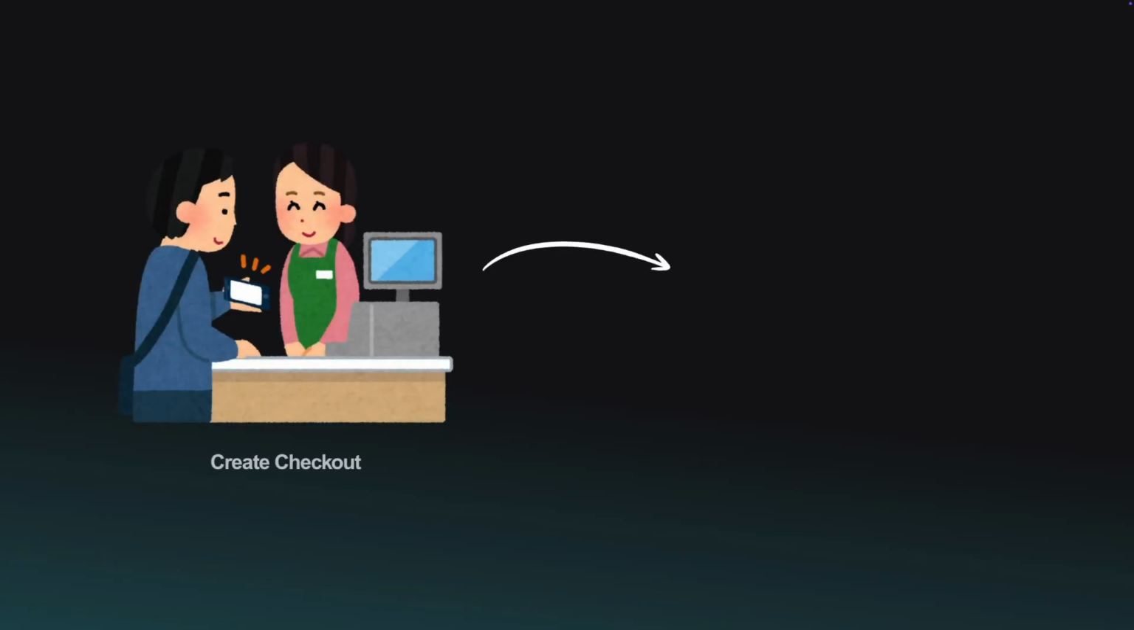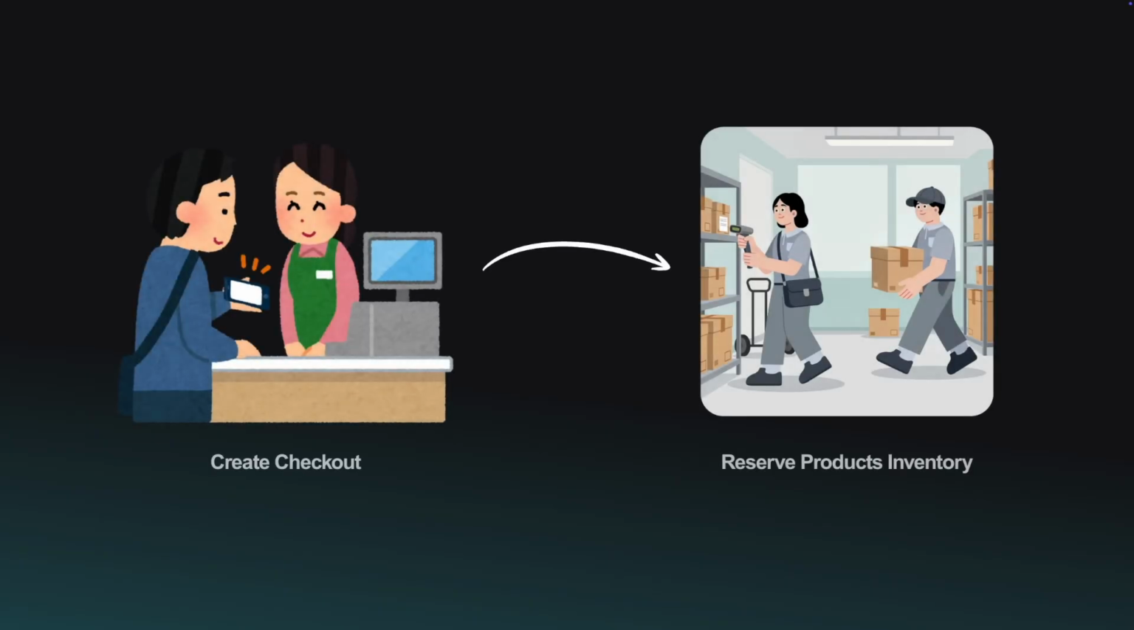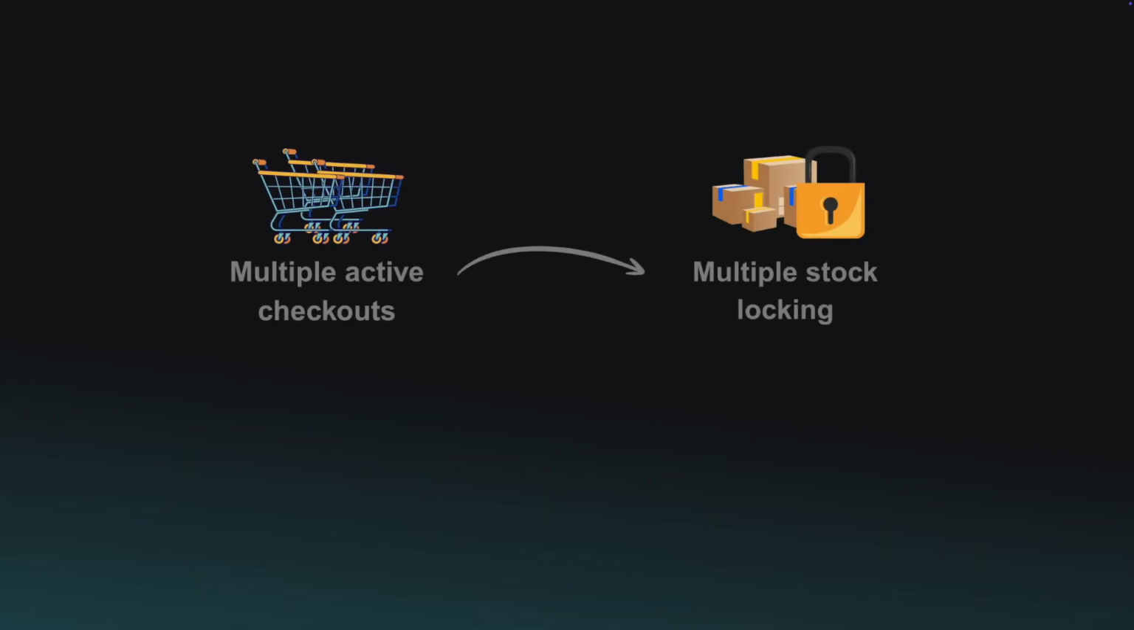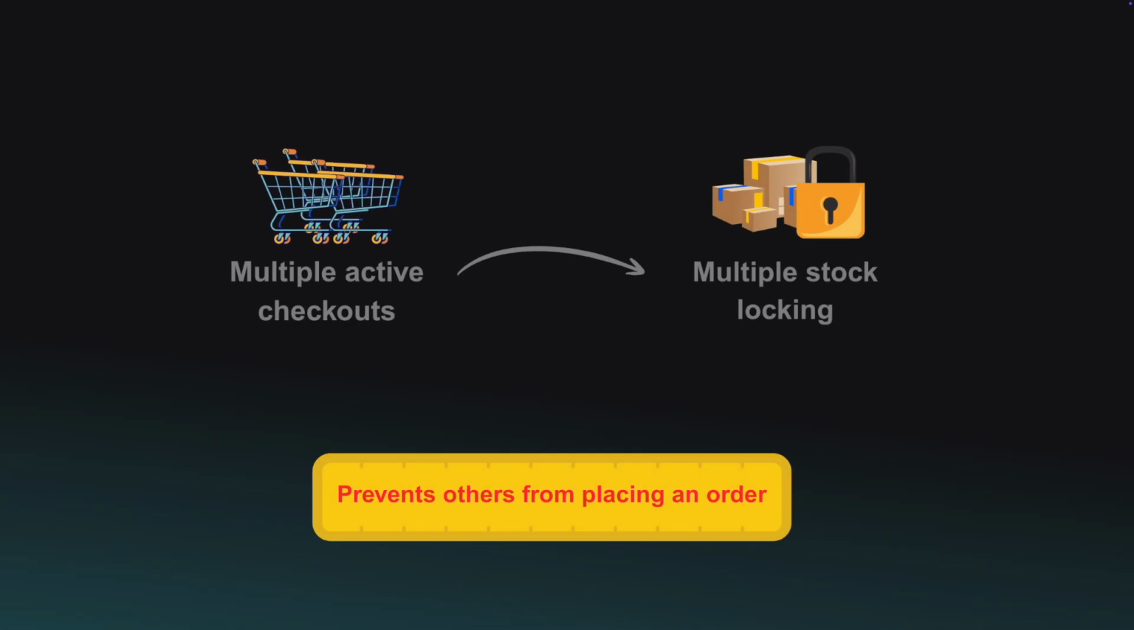Now let's look at one production scenario that taught me an important lesson while building this project. When a customer starts the checkout process, the system temporarily reserves the product inventory. This prevents multiple customers from purchasing the same item at the same time. But this introduces another problem. What happens if the customer creates multiple checkout sessions?